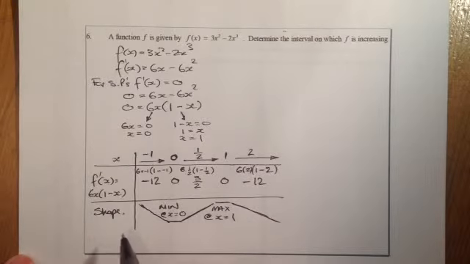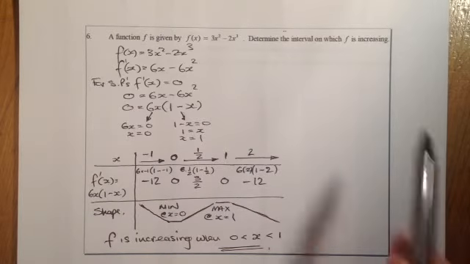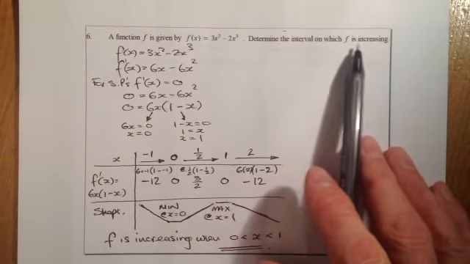So what I'll do is I'll just say that f is increasing, and it's between 0 and 1. So I'll just say x is in the middle, and it's going to be an inequality statement like that there. And there's my final answer. So that's question 6, and that's determine the interval on which f is increasing.